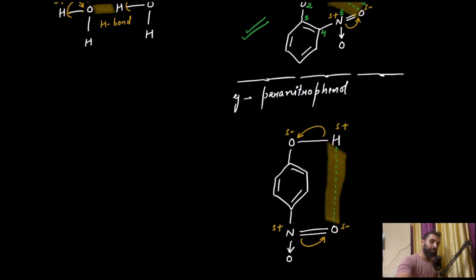So now let's count the number of members of this new ring formed. This H to be number 1, O to be number 2, this carbon to be number 3, this carbon to be number 4, this carbon to be number 5, this carbon to be 6, nitrogen to be 7, and this oxygen to be 8. So we got the 8-member ring if intramolecular hydrogen bond forms in para-nitrophenol.